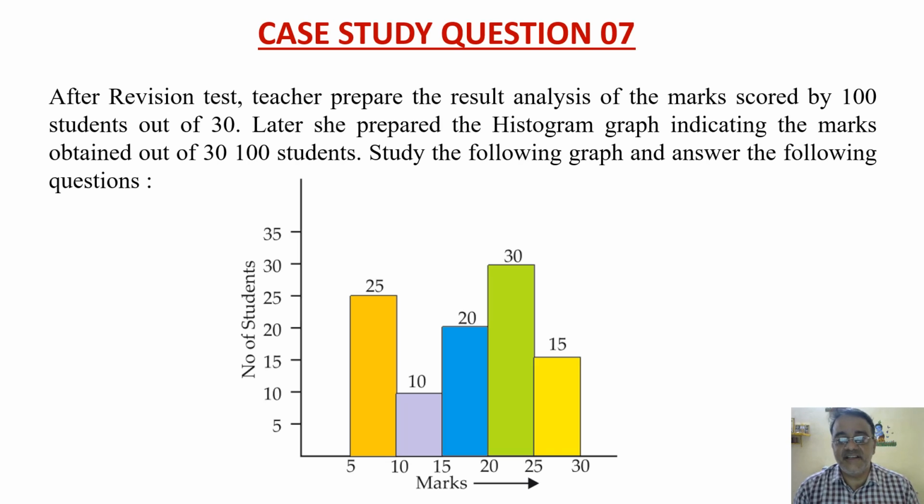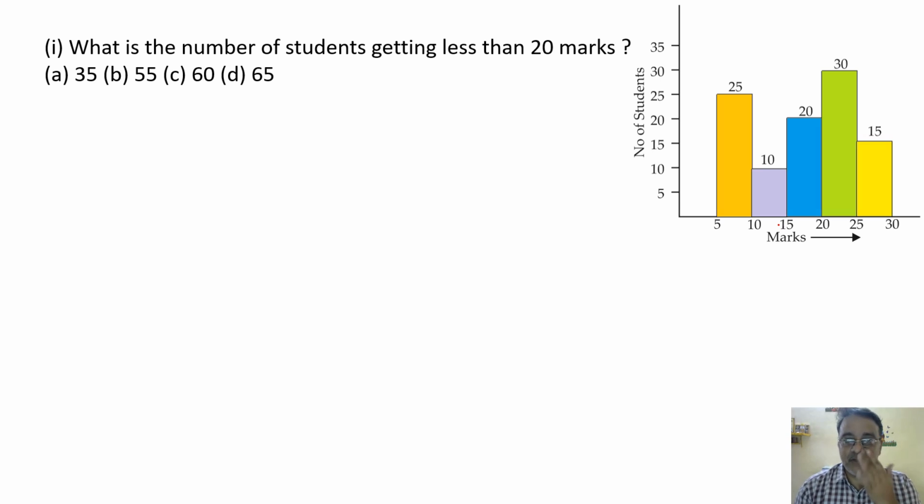After revision test, teacher prepared the result analysis of the marks scored by 100 students out of 30. Later, she prepared the histogram graph indicating the marks obtained out of 30 by 100 students, right? Study the following graph and answer the following question. Right. So we are moving toward the first question. What is the number of students getting less than 20 marks?